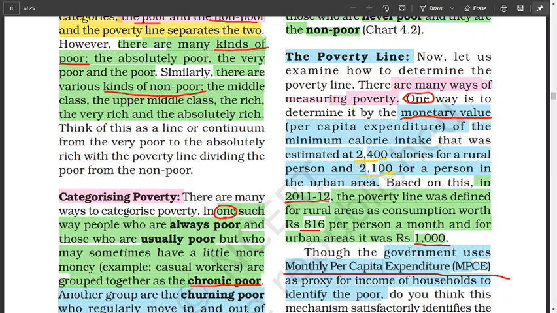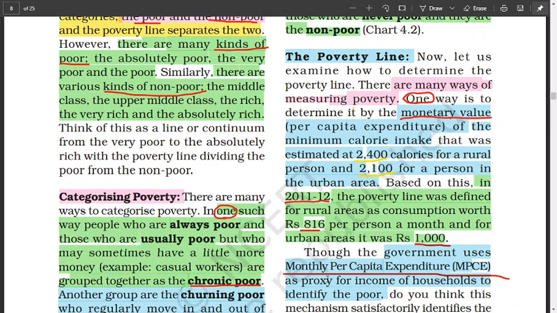How the government arrives at this line is by using the monthly per capita expenditure. How much per head people spend on food. Based on that spending, the government takes it as a proxy, as a substitute, as if that spending is the income of those people. That's what they do to identify the poor. Okay, that is the way it works. That is the way this line is defined.